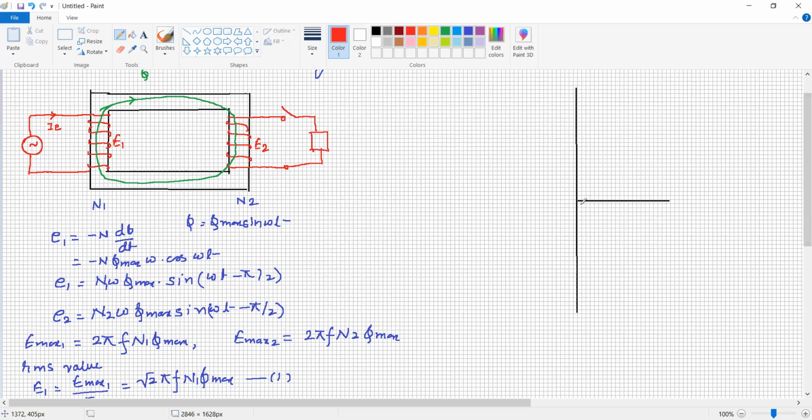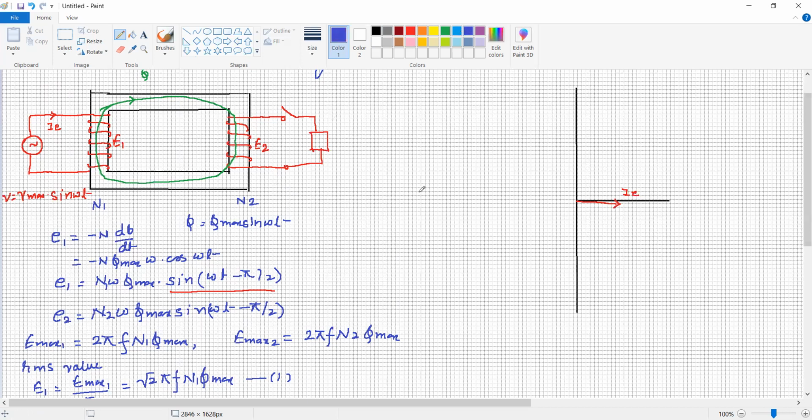Say this is the no load or exciting current IE. It produces the induced EMF, which is lagging by 90 degrees. See here, this is sine omega t minus pi by 2, whereas our supply voltage is V, V equal to V maximum sine omega t. So omega t, and here it is omega t minus pi by 2.